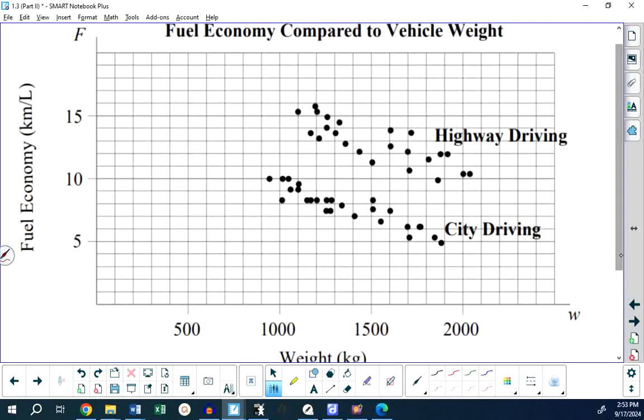So this fuel economy is telling you how many kilometers you can travel per liter of fuel you burn. So if this number is up higher, that's good. It's cheaper for you. But what happens is, as the vehicles get heavier, the fuel economy goes down. And there's a difference between highway driving and city driving. Highway driving, you get better fuel economy because you reach a cruising speed and you just drive. City, you're slowing down, you're stopping, you're speeding up, you're wasting fuel.